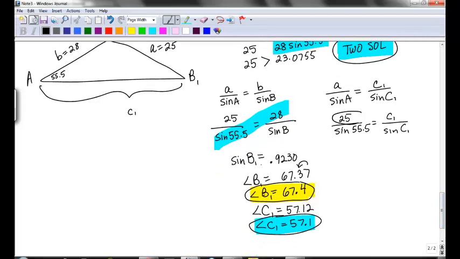Okay, now, I should be able to take 25 times the sine of C, right? So 25 sine of, I stored it, so alpha C. Press enter, and then divide by 25.